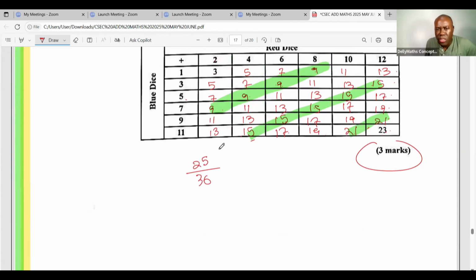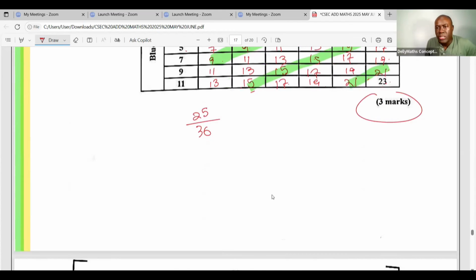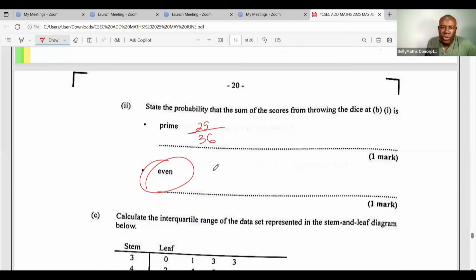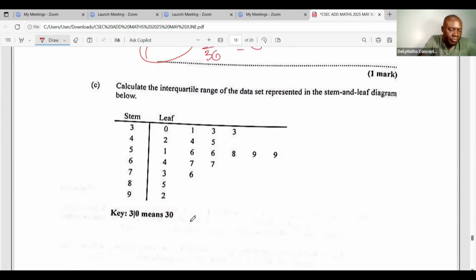Now, is there any even number? Did we see any? No, there is not one even number in our table. So as you could see, there's a 0. Even number 0 over 36, which is 0. So that's kind of straightforward and simple.